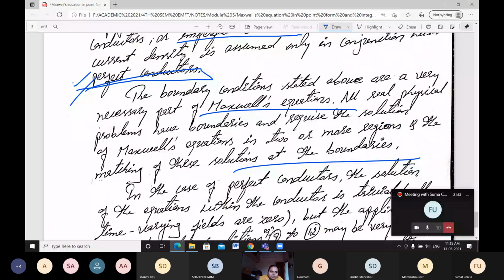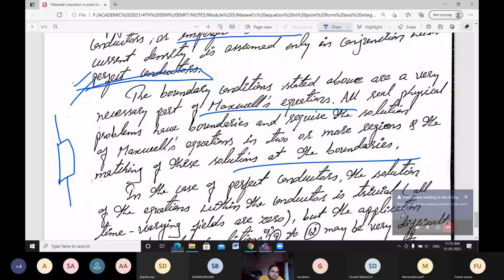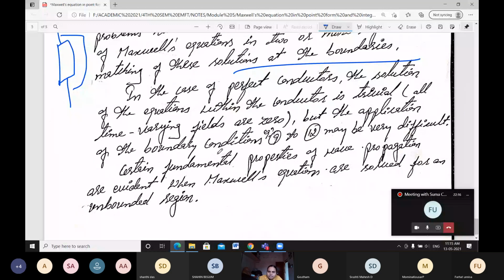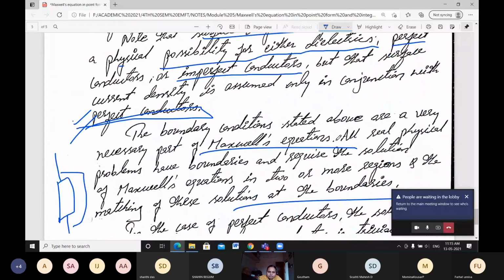Means, for a copper wire, if I am passing a current through it, it is a perfect conducting element only. From this, how a magnetic field is going to be generated and what its characteristics are, all that information is given by Maxwell's equations. That's what it is telling us. Then in the case of perfect conductors, the solution of equations within the conductor is trivial. All time varying fields are going to be 0. But the application of boundary conditions, equations 9 to 12, these four equations, may be very difficult when we go with perfect conductors.